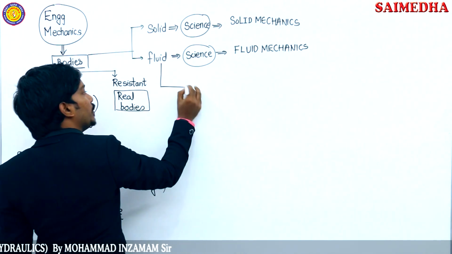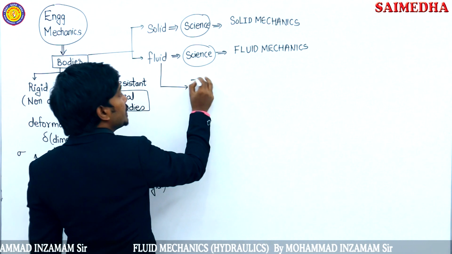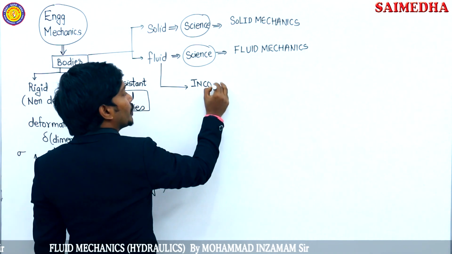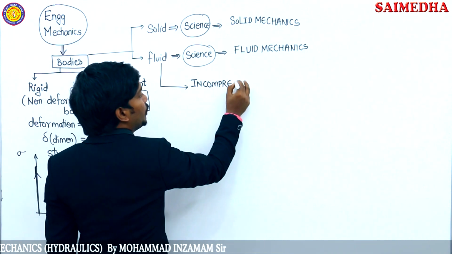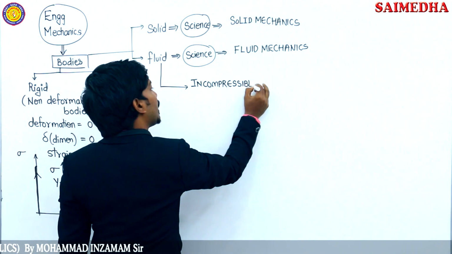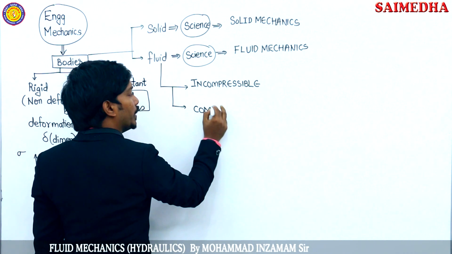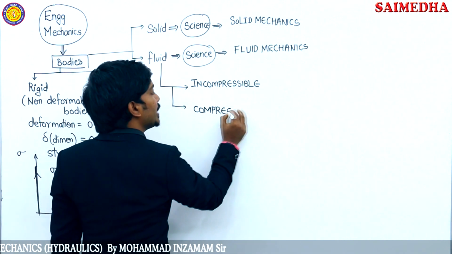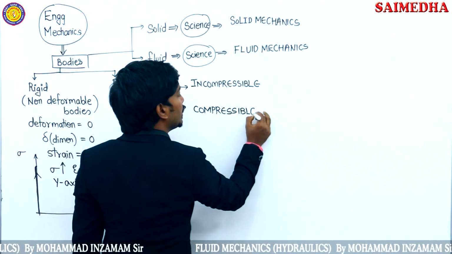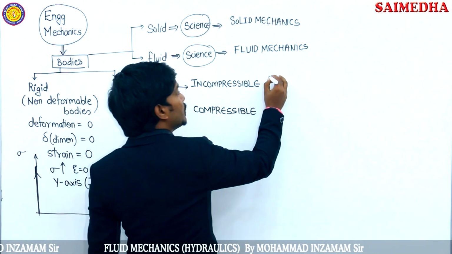And we know there are two types of fluid. How many types of fluids are there? There are two types of fluid. One is incompressible fluid. And the other one is what? Compressible fluid. Another one is what? Compressible fluid. What is the meaning of compressibility, guys? Change in the density. Incompressible means what?